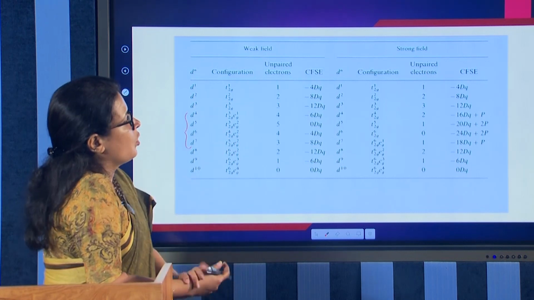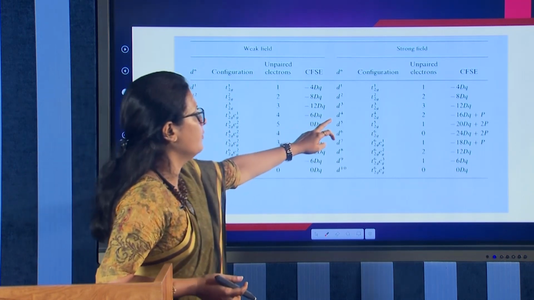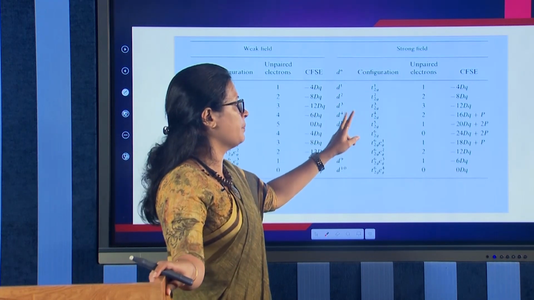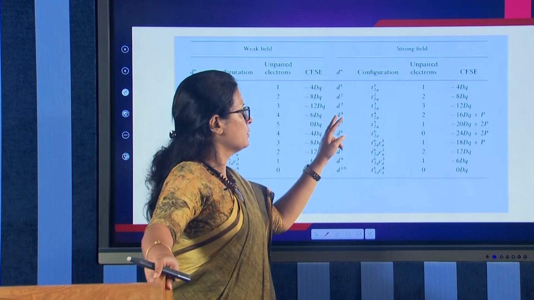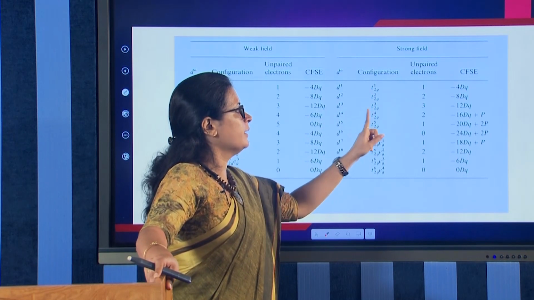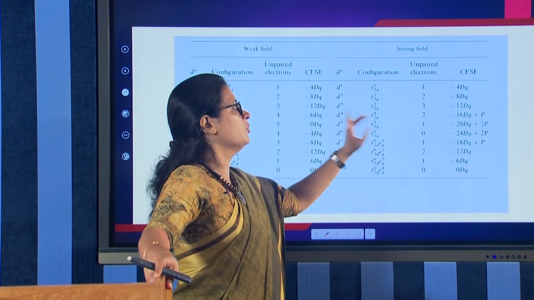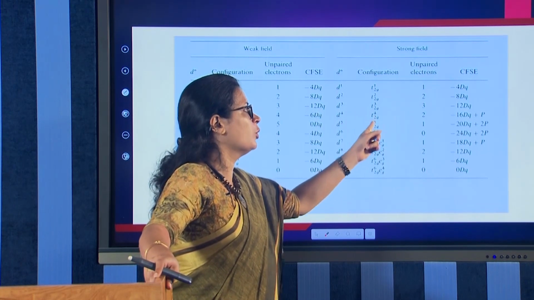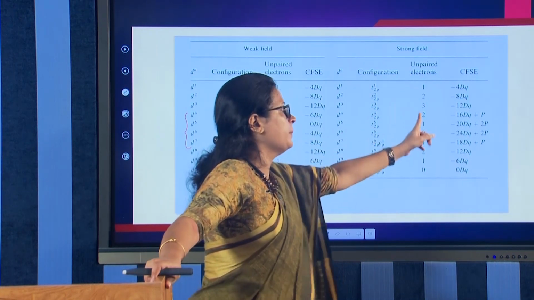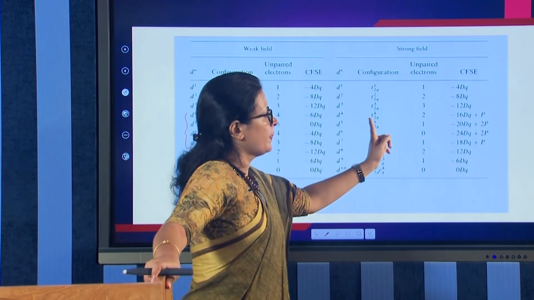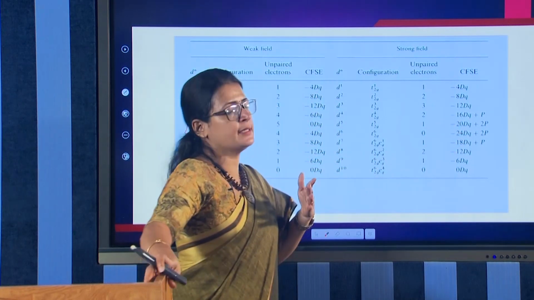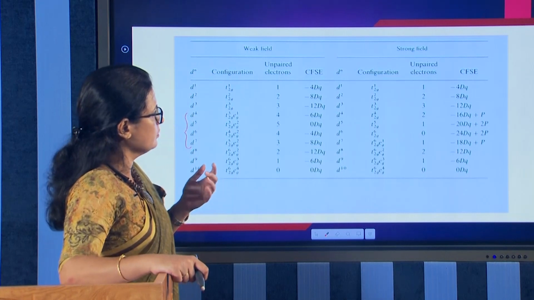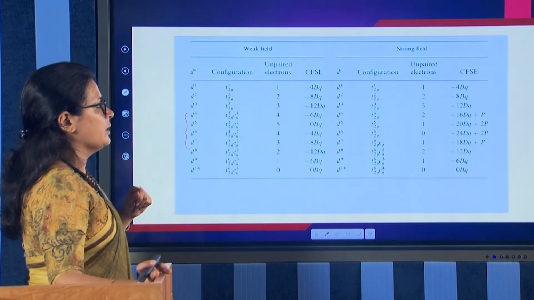But in the case of a strong field ligand, for the D4 system, we are pairing the electrons. So the first, second and third electrons are filled, and after the third, the fourth will be paired in the T2G set itself. That is why T2G has 4 electrons. In that case the unpaired electrons will be fewer, that is 2, and we have calculated the CFSE as minus 16 dQ plus 1 pairing energy.